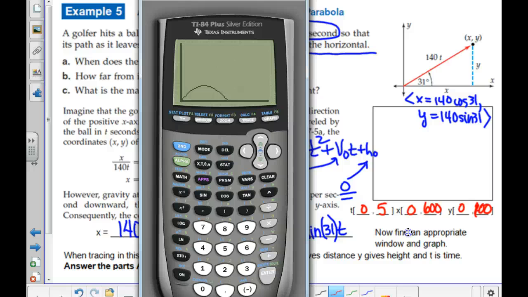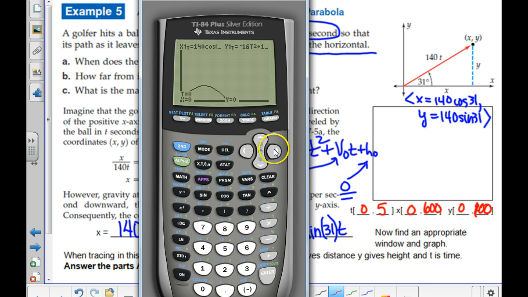If you put down negative 10 to 10 and negative 10 to 10, I'm not going to count it right. We don't need negative time. We don't need negative x-axis. We don't need negative y-axis, okay? So be reasonable here. Now, do trace.